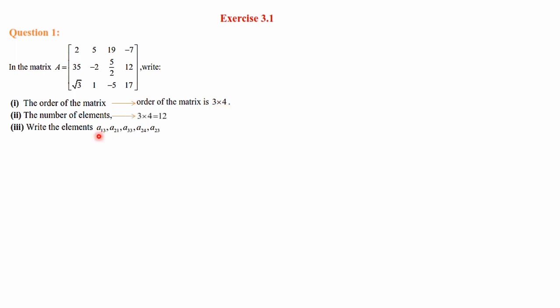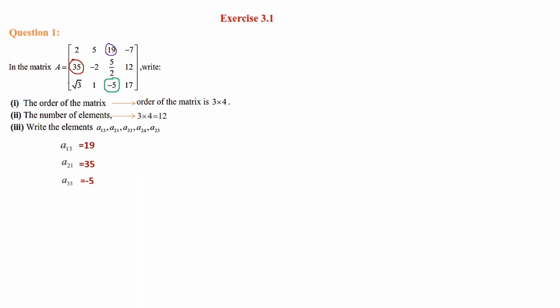Then we are asked to find out the element A13. A13 means first row third element. First row third element is 19. So we have to write A13 is equal to 19. Next we are asked to find out A21. Second row first element. Second row first element is 35. So the answer is 35, A21. Next is A33. A33 here is third row third element. Third row third element is minus 5. So we can write A33 is equal to minus 5.